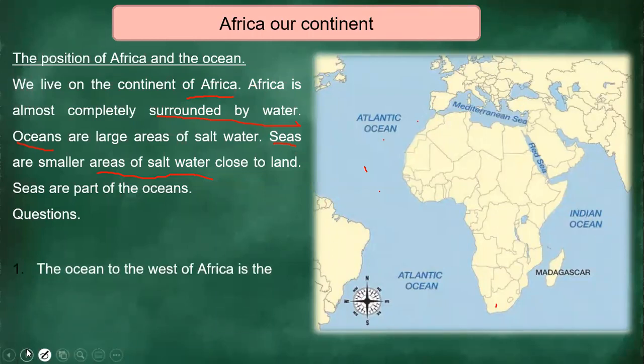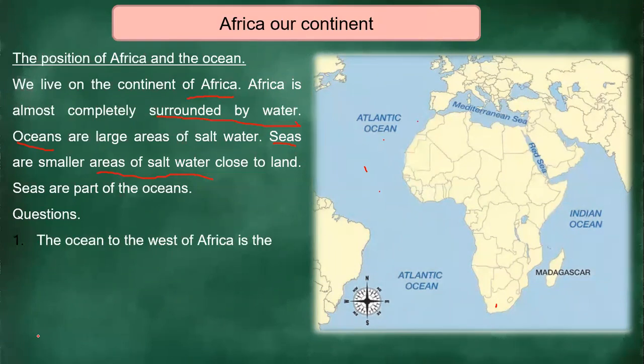So here are questions. I want you to tell me the ocean to the west of Africa. We were learning about the compass points not so long ago. So Ntando must tell us the ocean to the west of Africa. The ocean to the west of Africa is the Atlantic Ocean. Look at our compass point. We see that the west is this side. So this is the Atlantic Ocean, on the west of Africa. That's correct. Thank you, Ntando.